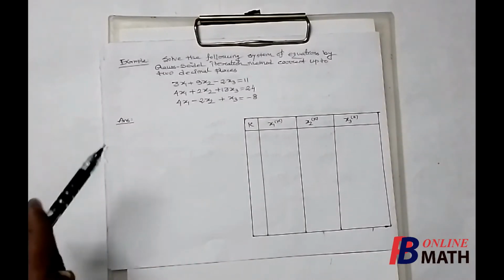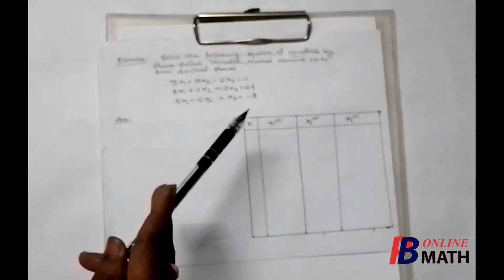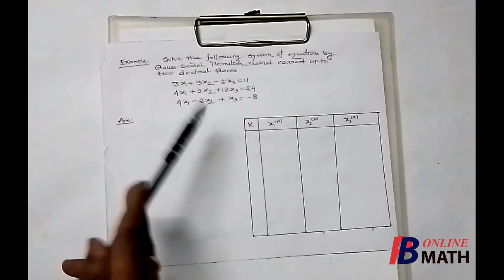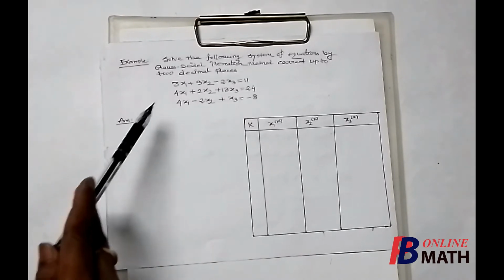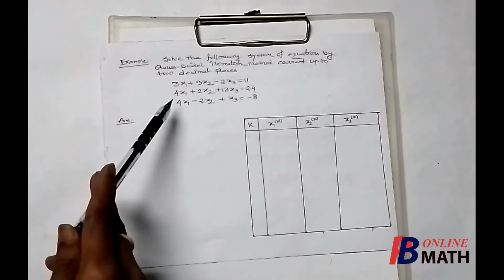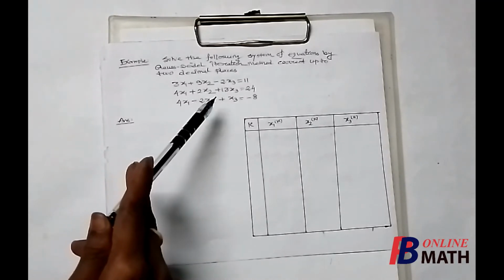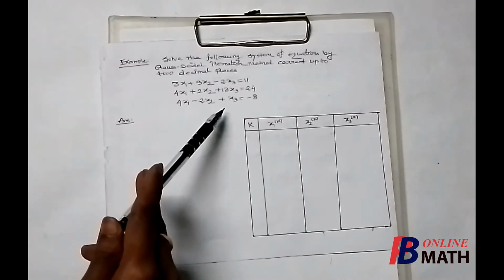Solve the following system of equations by Gauss-Seidel iteration method, correct up to 2 decimal places. So these three are the equations. 3x1 plus 9x2 minus 2x3 equal to 11. 4x1 plus 2x2 plus 13x3 equal to 24. 4x1 minus 2x2 plus x3 equal to minus 8.